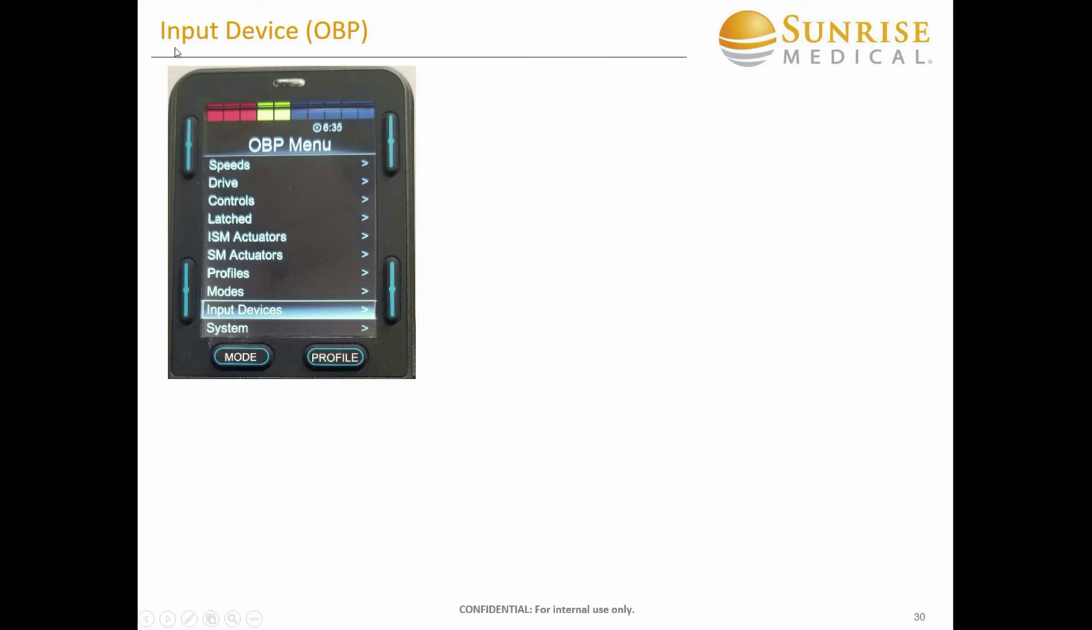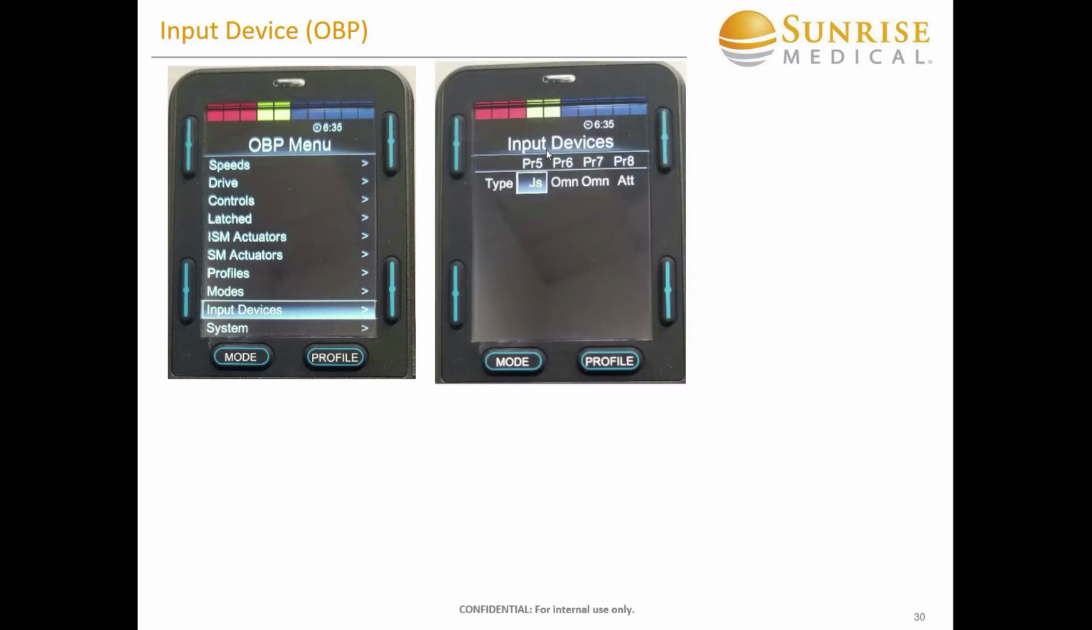And then I did talk early on about input devices. In the input device section, you have the capability to set up which input device is going to be attached to which profile. You can see in the example up here, profile 5 is set to joystick, profile 6 is set to Omni, profile 7 is set to Omni, profile 8 is set to attendant control. This sets what kind of input device is used for each profile.